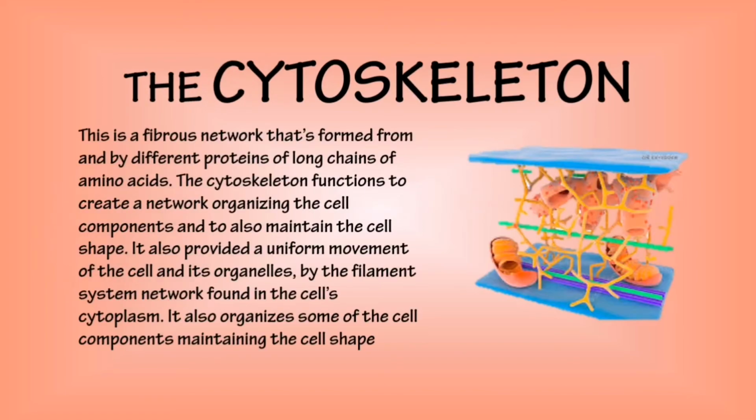The cytoskeleton. This is a fibrous network that's formed by different proteins of long chains of amino acids. The cytoskeleton functions to create a network organizing the cell components and to also maintain the cell shape. It also provides a uniform movement of the cell and its organelles by the filament system network found in the cell cytoplasm.